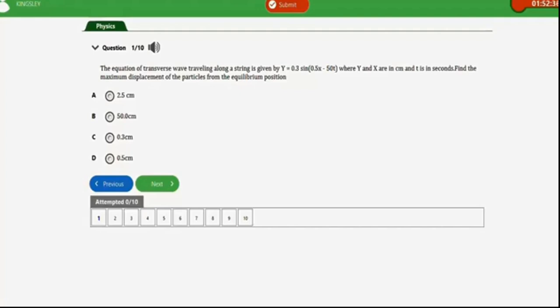Now guys, for this particular question, basically you don't need to solve anything. All you need is to know how to interpret wave equation. So in this particular question, this 0.3 we have here is our maximum displacement. So the correct option here is option C, which is 0.3. It's as simple as this. You don't need to waste time for this kind of question. So let's go to the next repeated question.